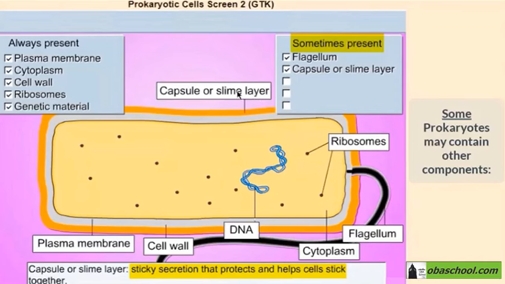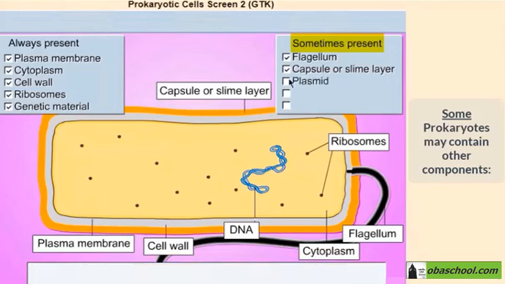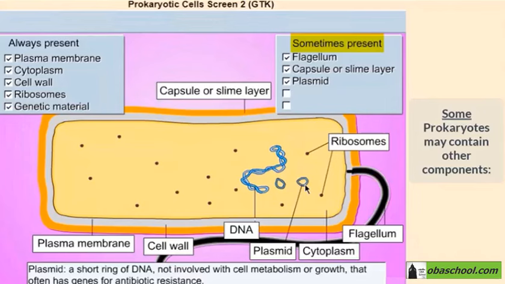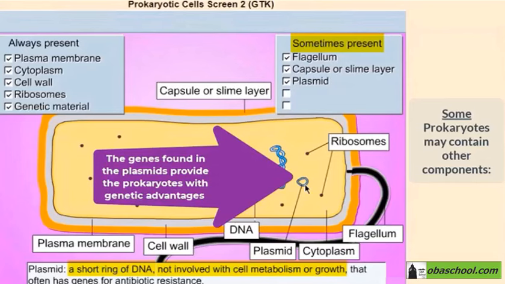So some prokaryotic cells have a third layer around the cell wall, which is this slime layer that will provide the cell with protection and helps cells stick together as mentioned. Moreover, some prokaryotes may have a plasmid, which is a small circular DNA. Usually, it is not involved with cell metabolism or growth. However, the genes found in the plasmids provide the prokaryotes or bacteria with genetic advantages, such as antibiotic resistance.